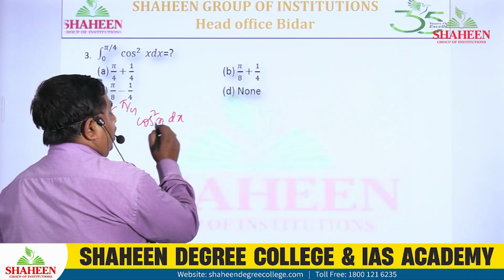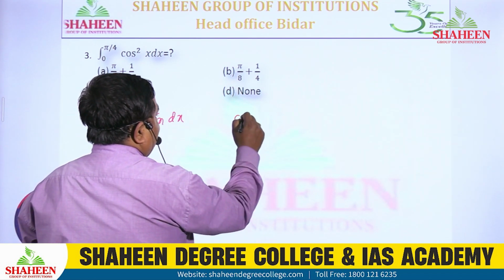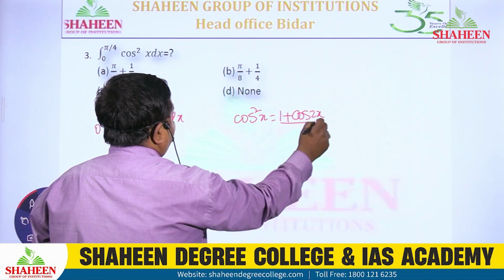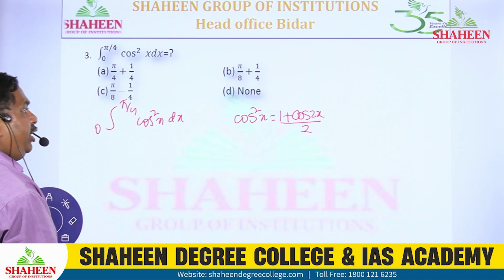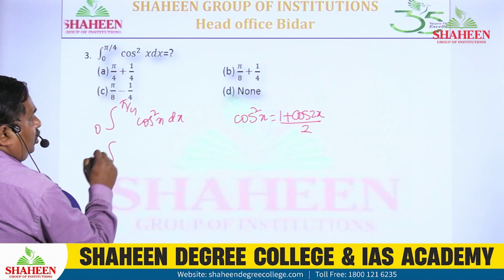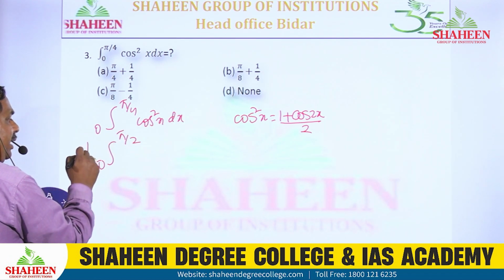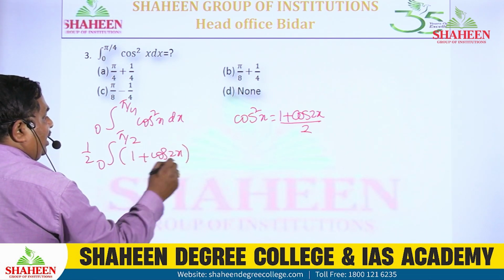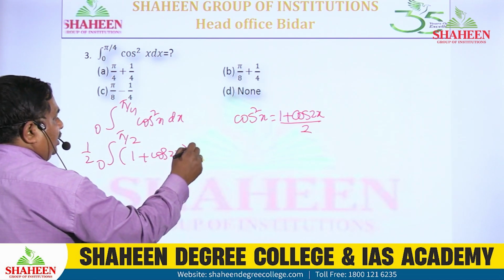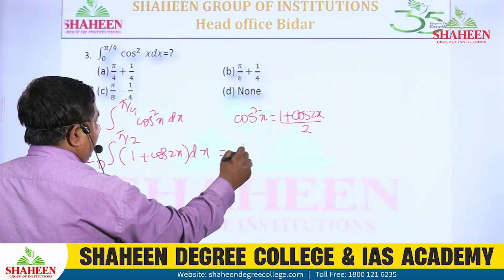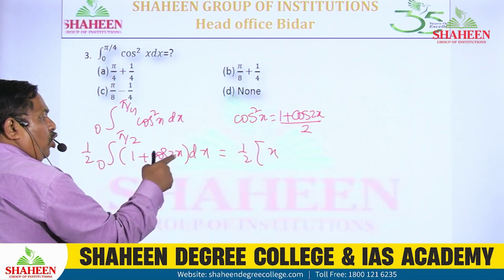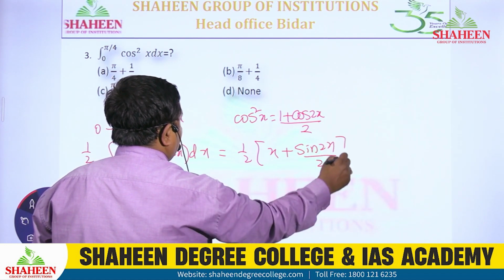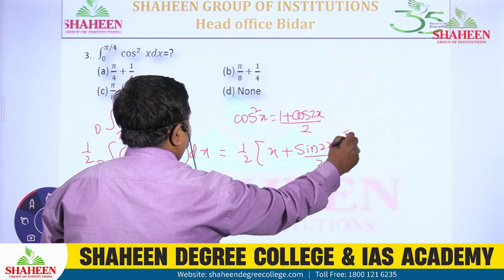We have to substitute a trigonometric identity, that is cos square x is equal to 1 plus cos 2x divided by 2. On using that, it becomes integral from 0 to pi by 4, 1 by 2 can be written outside, remaining is 1 plus cos 2x. This can be integrated directly. What is the integration of 1? Integration of 1 is x, and integration of cos 2x is sin 2x divided by 2, and the limit is from 0 to pi by 4.